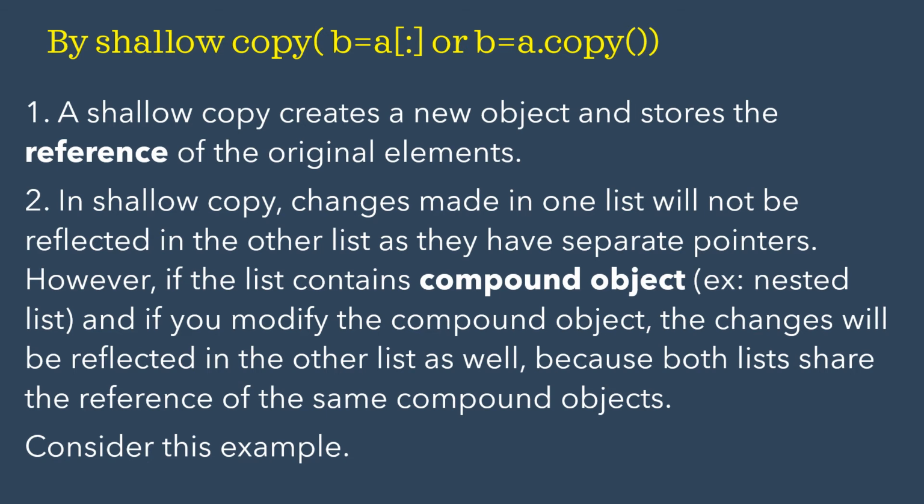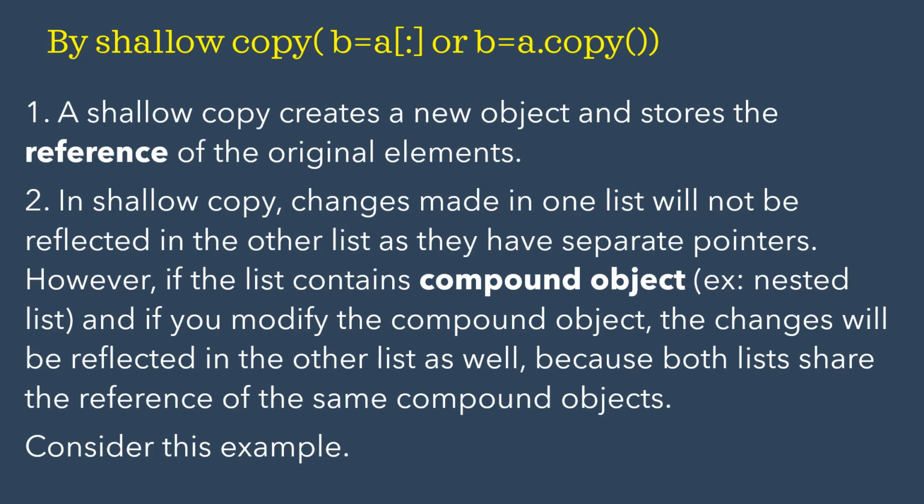Then what happens in this case? A shallow copy creates a new object and stores the reference of the original elements. So one new object will be created in this case, that is B, and it will store the reference of the original elements of list A. So whatever changes are made in one list will not be reflected in the other list, as they have separate pointers. But there is one condition.